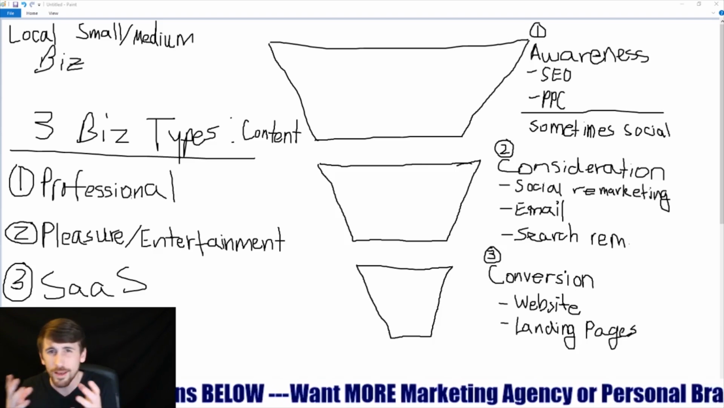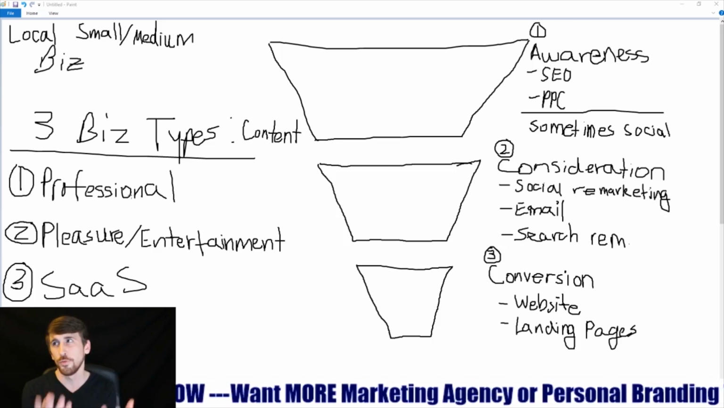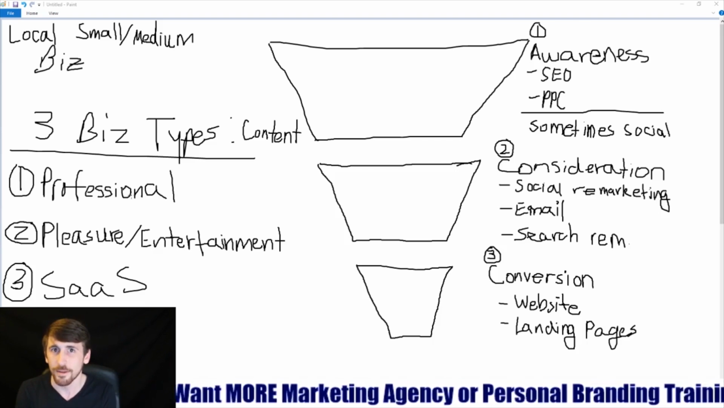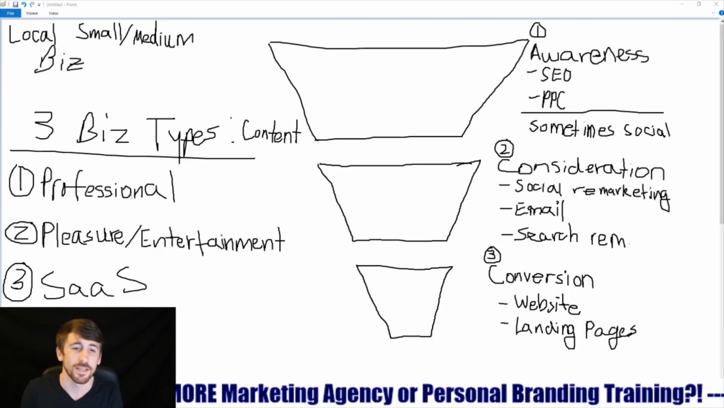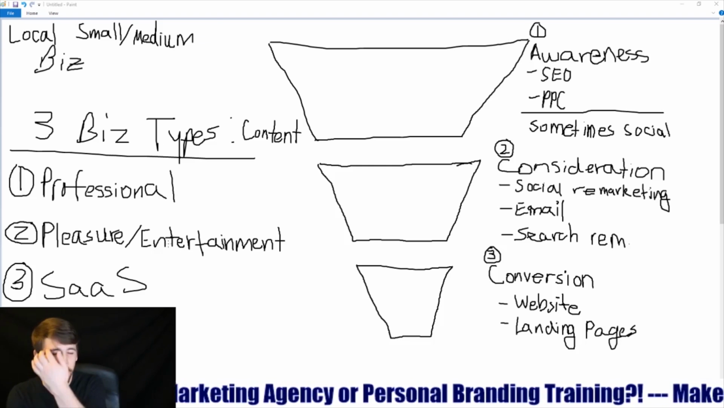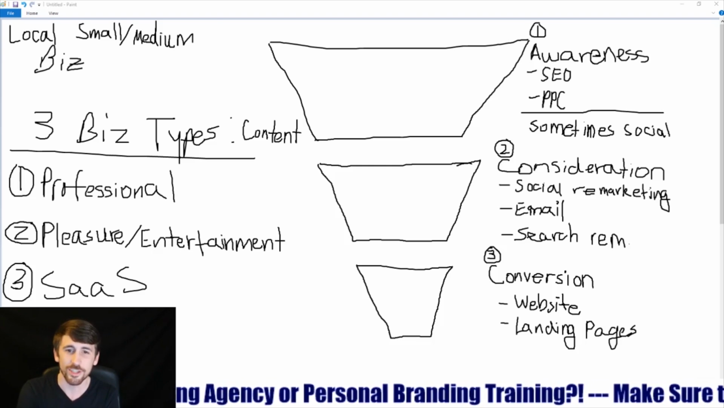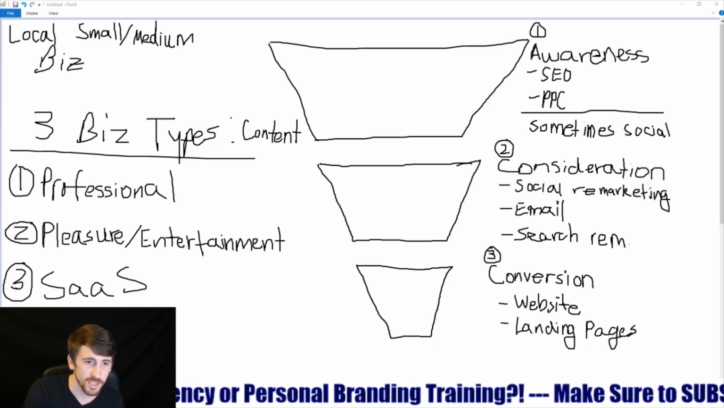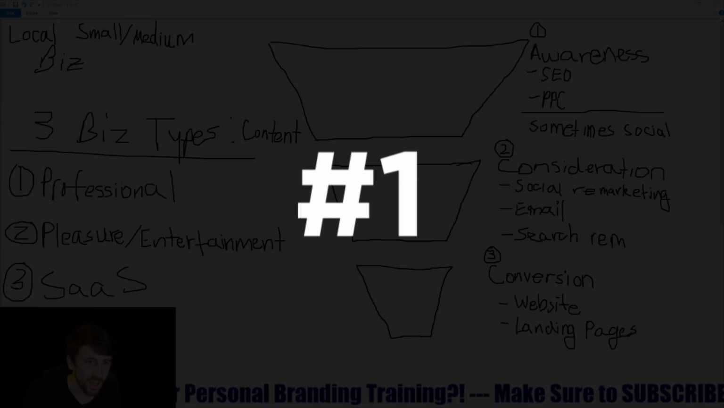Because whether you're creating ads, blog content, YouTube videos, whatever, you're creating content, right? An ad is a piece of content. So let's talk about the three different content types, because this is why this strategy is effective with local, small, and medium-sized businesses. First, you can see number one, we have professional.